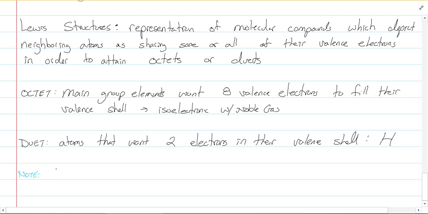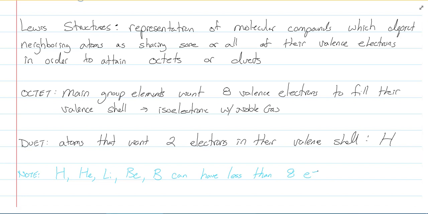Little note, H, of course, He, Li, Be, and B can have less than 8 electrons. So they don't always need to have an octet. In fact, hydrogen would be weird having an octet because there's only 1 proton. The ones we have to worry about, hydrogen and boron, are the 2 we'll mainly worry about. Helium, not at all. Be also will only have 2. Boron can have 6. So boron's special.